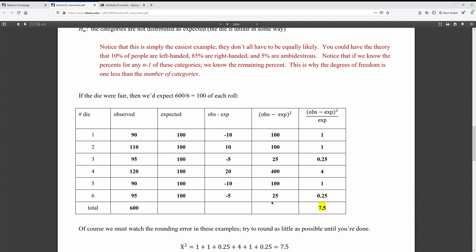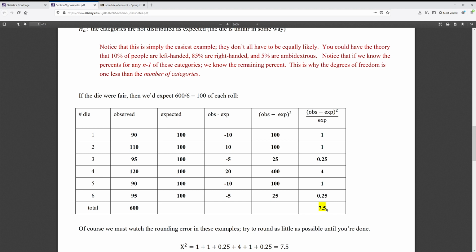Now divide by expected. Have I been saying minus? Let's try again. 100 divided by 100 is 1. 100 divided by 100 is 1. 25 divided by 100 is 0.25. 400 divided by 100 is 4. 100 divided by 100 is 1. 25 divided by 100 is 0.25. And then add them up. 1 plus 1 plus a quarter plus 4 plus 1 plus a quarter is 7.5.